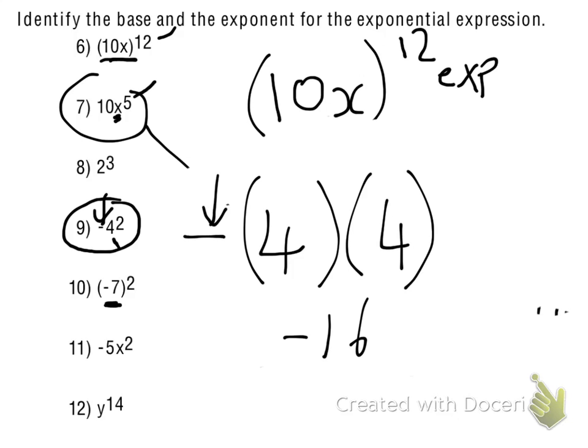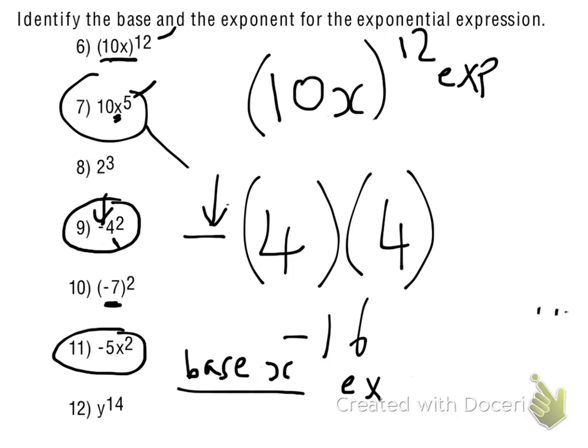Remember, in the previous one, the -7 was the whole base, so it was the -7 I was squaring. The negative was part of the problem there. So if you look at question 11, continuation, what's the base? The base is just the x, okay? The exponent is the 2. The -5 has nothing to do with it. It's just something you would multiply by, a bit like question 7, really. So base is x, exponent is 2.